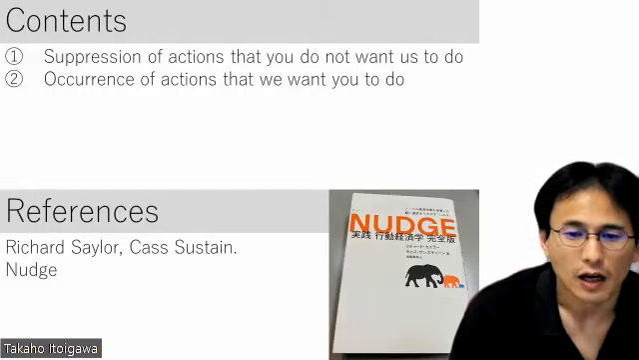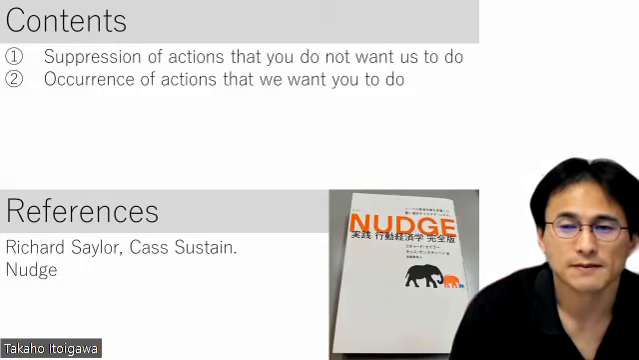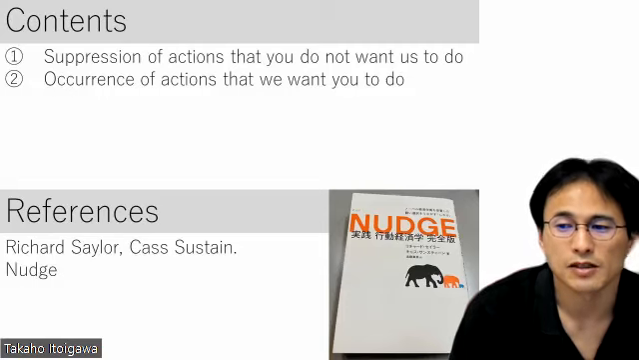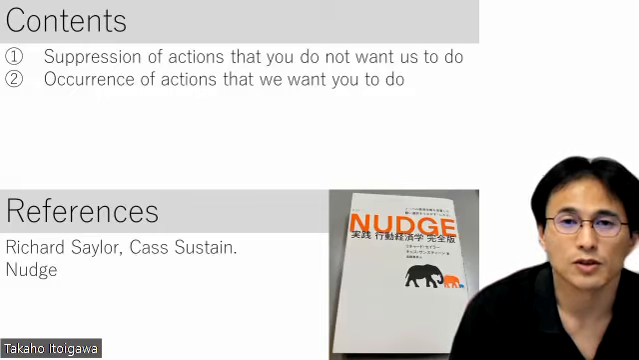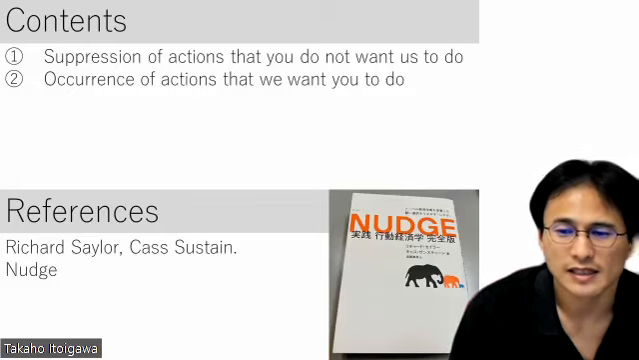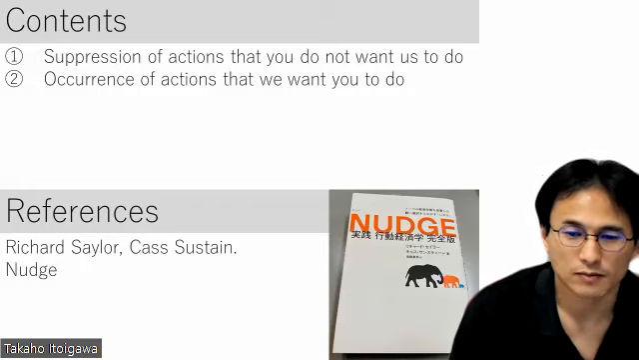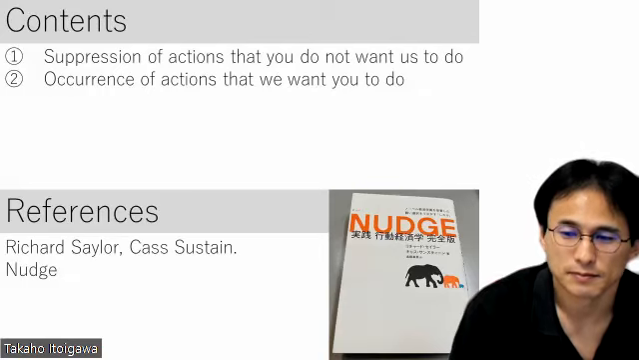Therefore, I would like to look at the behavior change from two perspectives. The first perspective is the inhibition of an action that we do not want them to do. It is easier to prevent the current action from occurring than to cause a new action to occur, because it is easier in that direction.